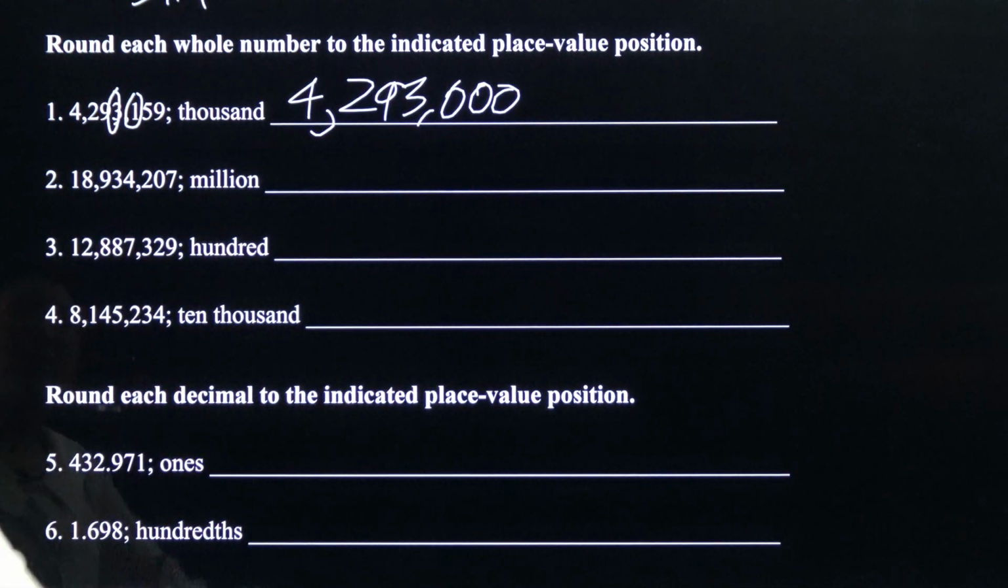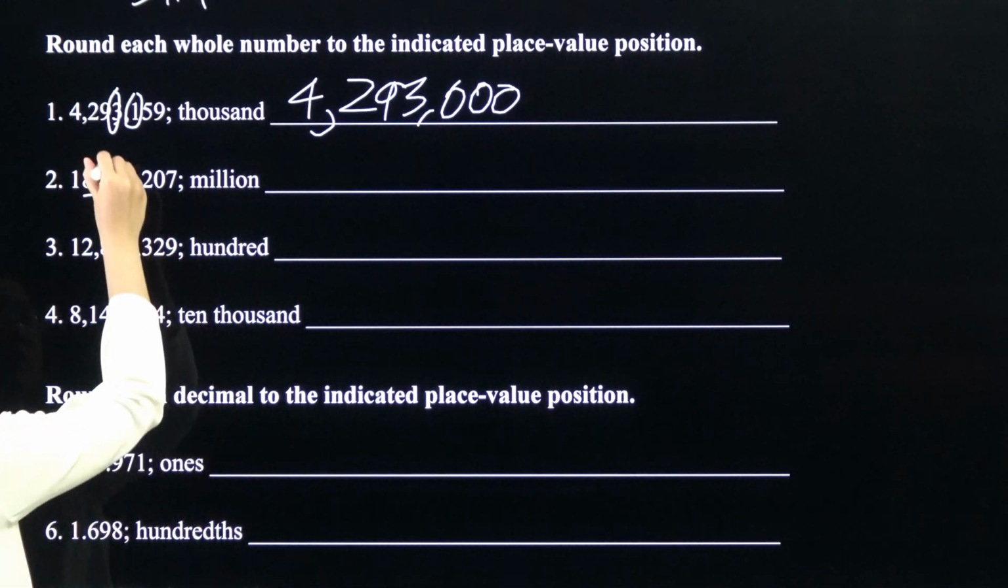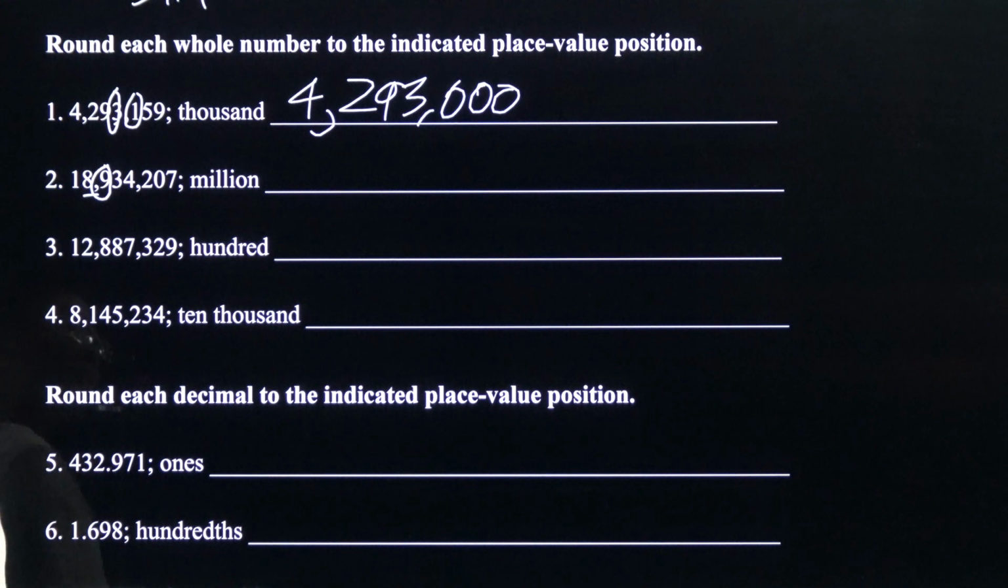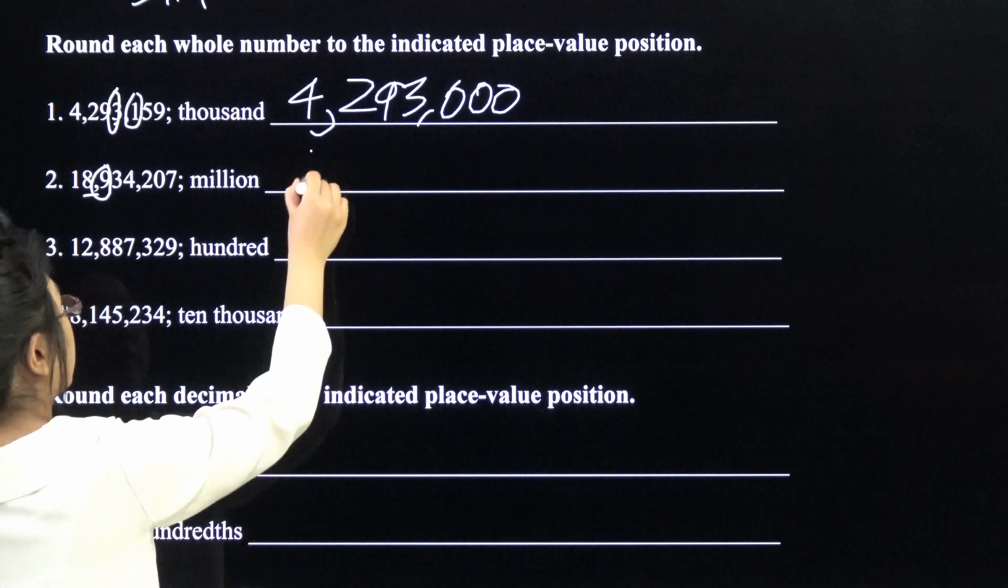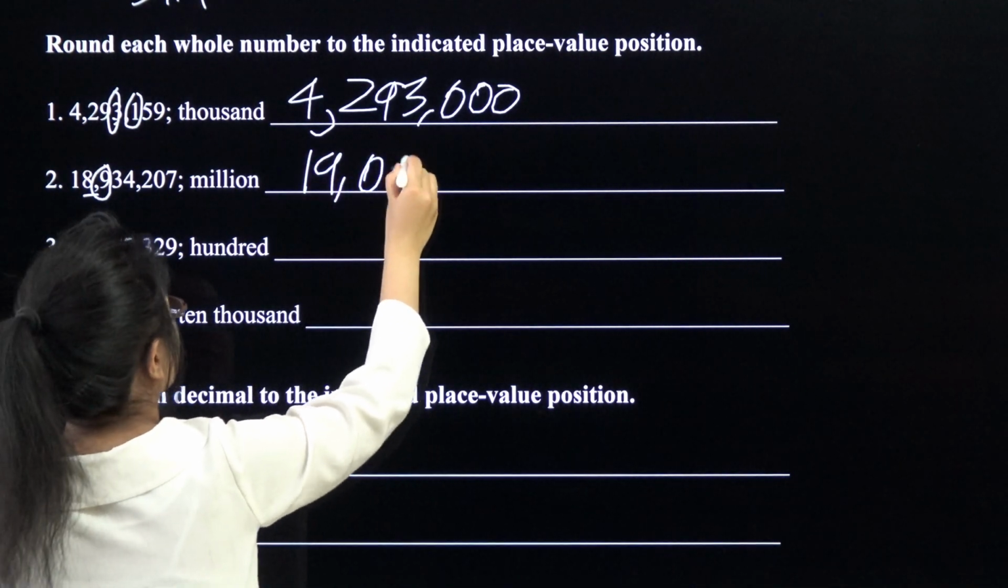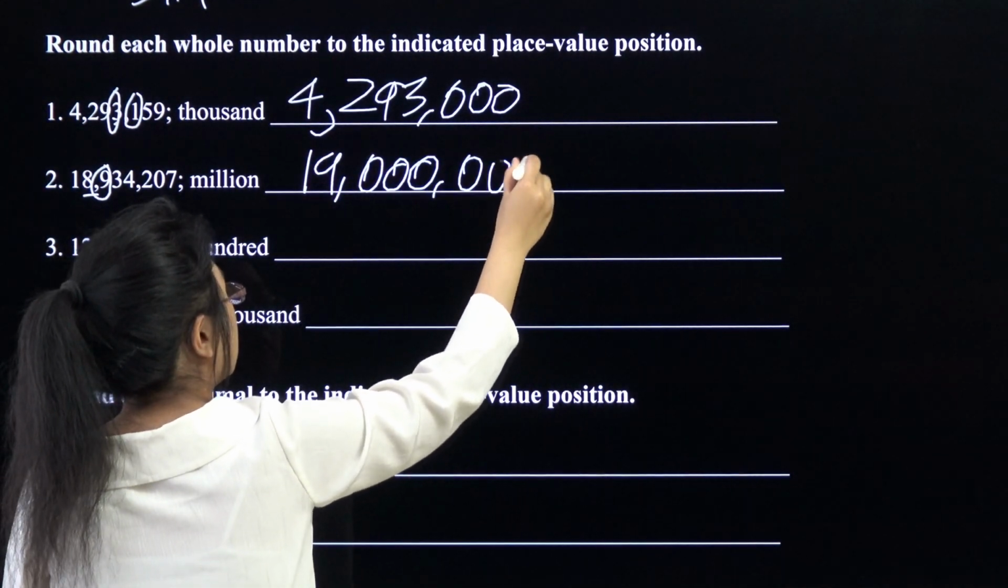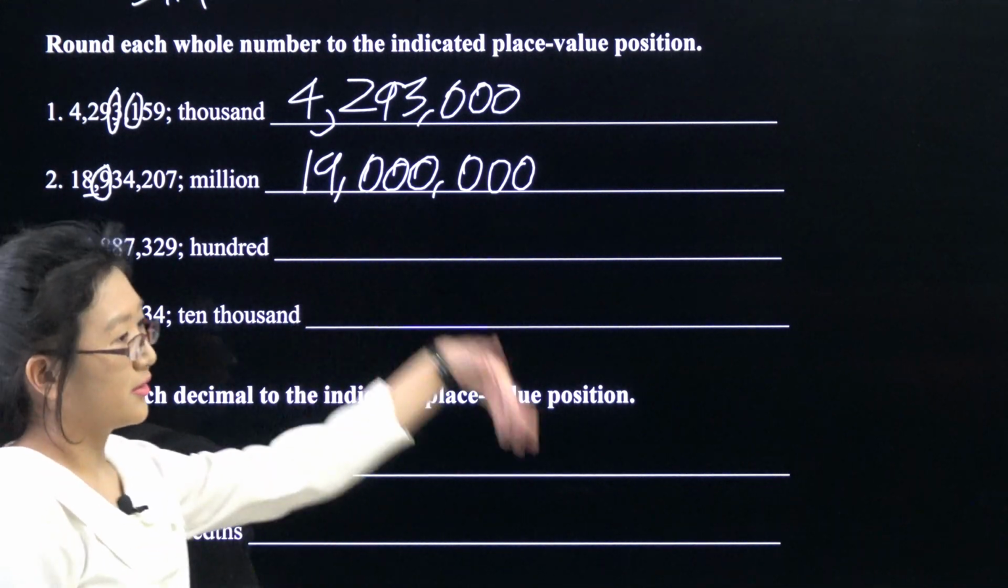Question number 2, we're rounding to million. We go 1 place value to the right, 100,000. It's a 9. 9 is bigger than 5. So we round up to 19 million. And everything else just becomes a 0.